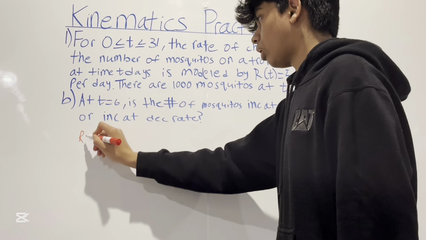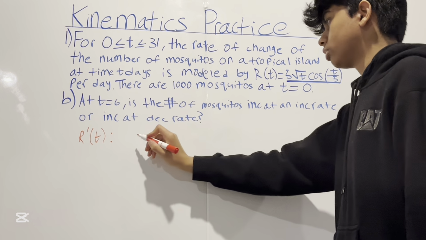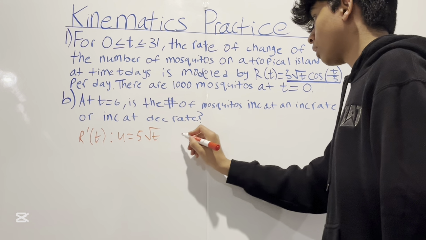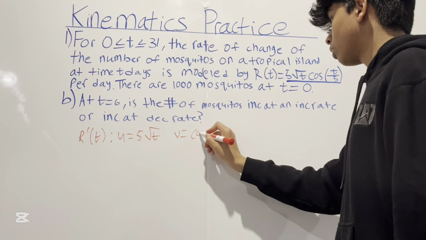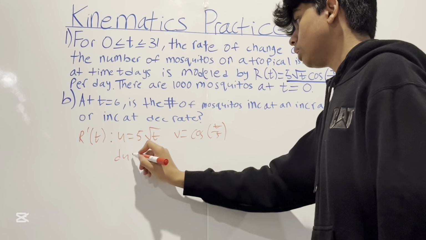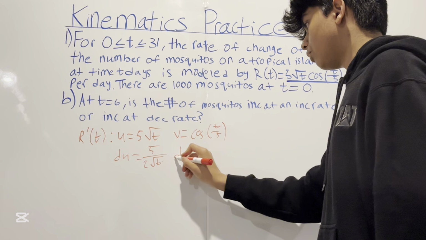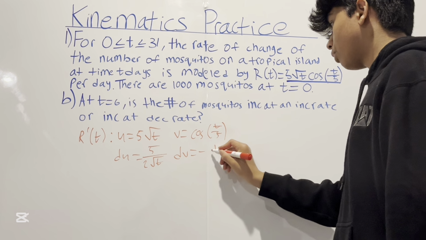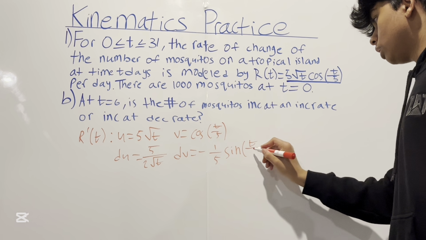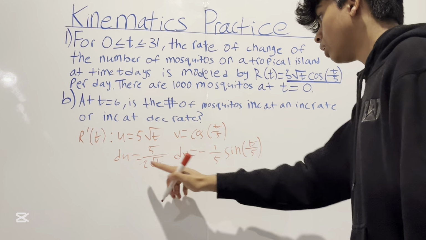So r prime of t, we're going to find using the product rule. So u is equal to 5 square root t. v is equal to cosine of t over 5. du is equal to 5 divided by 2 square root t. And dv is equal to negative 1 over 5 sine of t over 5. And the product rule is v du plus u dv.